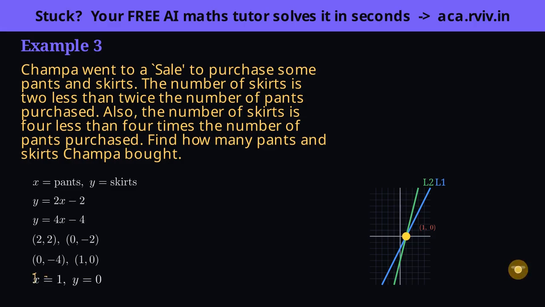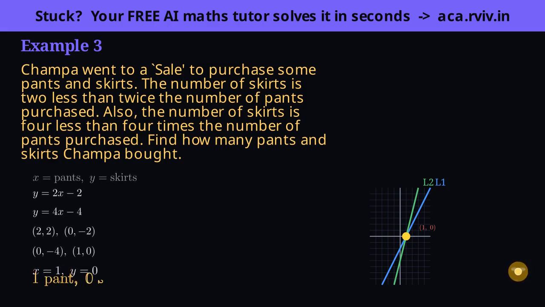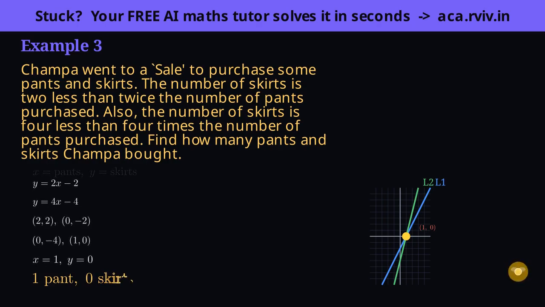Insight: don't be thrown that y equals 0. It isn't a failure, it's a real answer. It simply says Champa bought no skirts. Always sanity check that the numbers make sense in the story, and here they do.